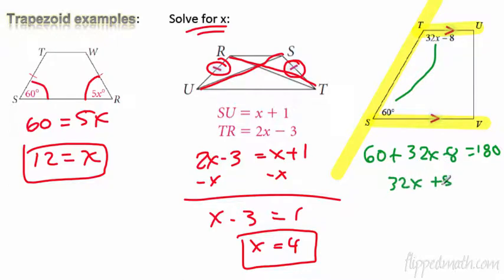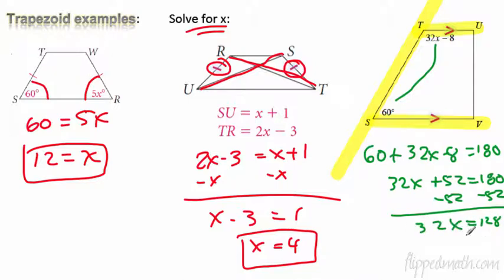Now we can solve this equation, 32x plus 52 equals 180. We're going to have to subtract 52 from each side. If you subtract 50, you get 130. Subtract 2 more, you get 128. So 128 equals 32x. And I'm guessing that x equals 4 for that one. Hey, look at that. Two 4s in a row. Let's watch another clip.